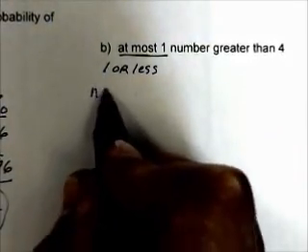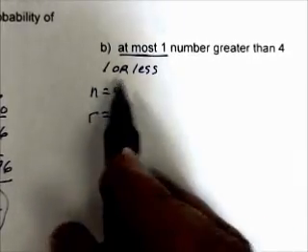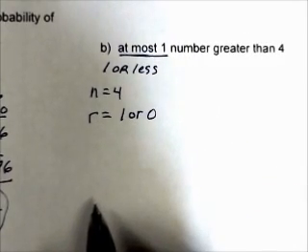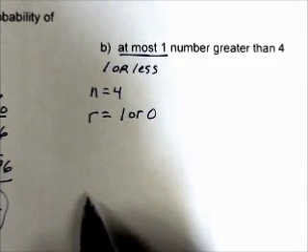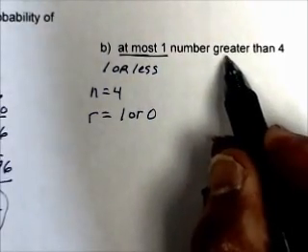N is still 4. How many successes are we looking for? 1 or less. 1 or none. 1 or 0. And we're looking for the probability that at most one number is greater than 4.